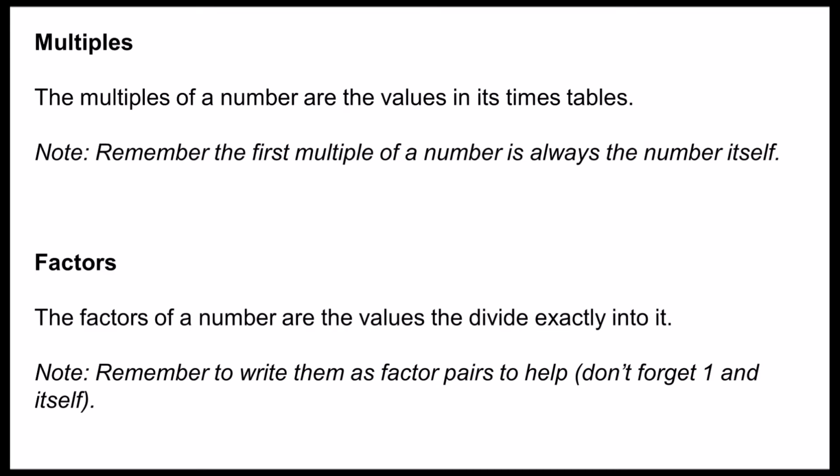So for example, I could say that the multiples of 3 are 3, 6, 9, 12 and 15. All I'm doing is listing the 3 times table. If, for example, I wanted to know what the 10th multiple of 3 is, I could do 3 times 10, which is 30, meaning that the 10th multiple of 3 would be 30.